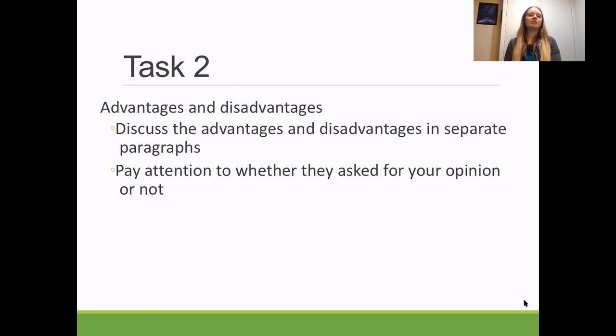So for these types of questions, discuss the advantages and disadvantages in separate paragraphs often, and you can pay attention to whether they asked for your opinion or not. Here they are asking for your opinion. Sometimes they might be asking something a little more specific, but often because there's the question of advantages and disadvantages, you have to be sure to present a developed idea on both. So you don't want to just briefly mention a disadvantage. You should probably have a paragraph that is talking about some disadvantages, even if you think there are more advantages.